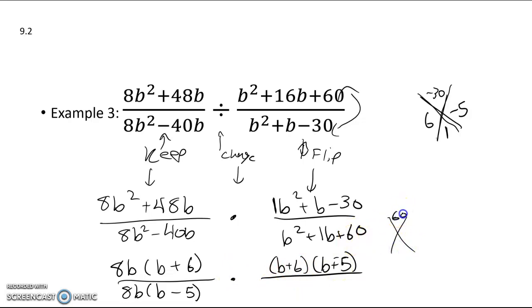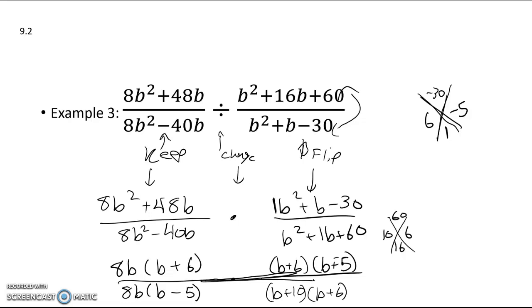Then on the bottom, set up another diamond for this one here. 60 on the top, 16 on the bottom. Numbers that multiply to 60 and add to 16, I got myself 10 and 6. I could set up my factors because I don't have the number out front here. I'm going to get b's for both of them, plus 10, plus 6. Okay? Multiplication symbol, I'm going to combine them. All right, combine this right here.